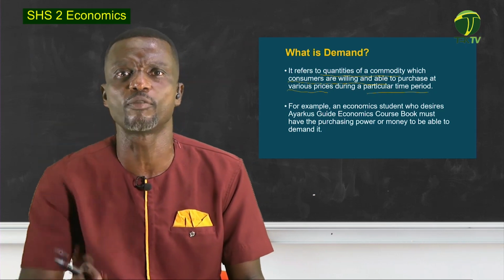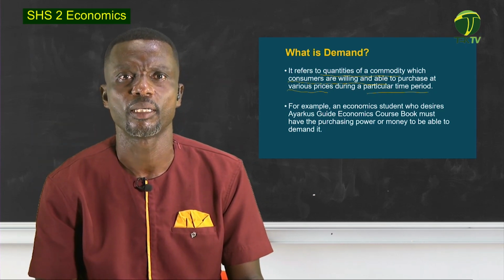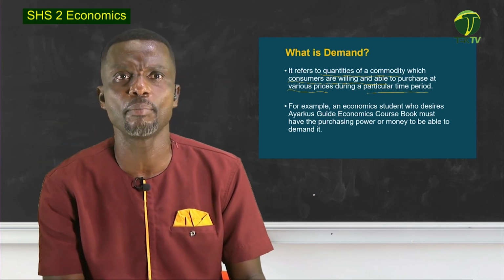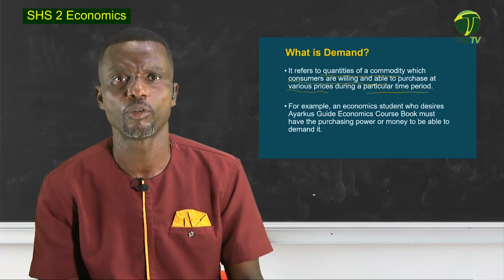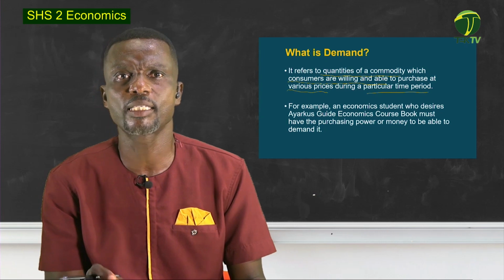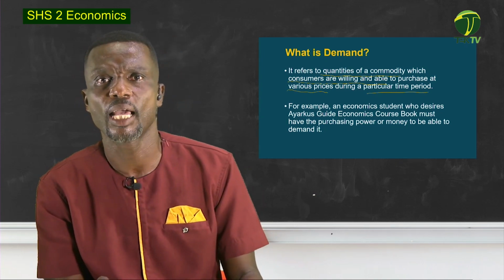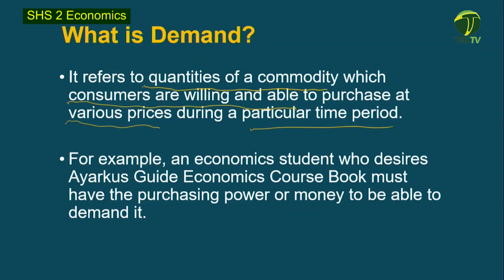That is the quantities of the commodity we're talking about here. The second item in the definition says the consumer must be willing and able. Remember we said there is something we call notional demand and there's something we call effective demand. Your demand for a commodity must not just be a desire or a willingness. It must be backed by your ability to pay. So you must be willing as well as have the ability or the money to purchase.